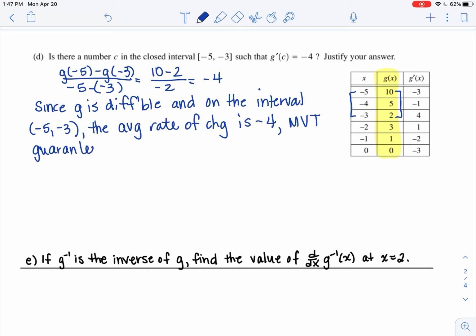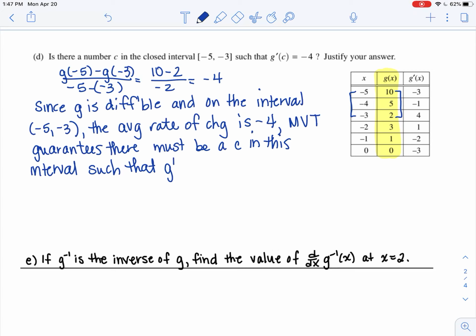MVT guarantees there must be a C in this interval such that G prime of C equals -4, okay?